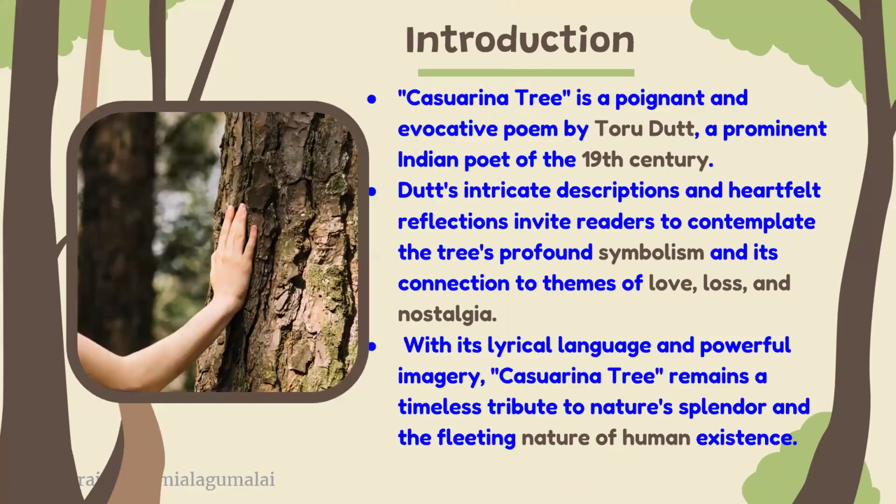Introduction. Our Casuarina Tree is a poignant and evocative poem by Toru Dutt, a prominent Indian poet of the 19th century. Dutt's intricate descriptions and heartfelt reflections invite readers to contemplate the tree's profound symbolism and its connection to the themes of love, loss, and nostalgia. With its lyrical language and powerful imagery, Our Casuarina Tree remains a timeless tribute to nature's splendor and the fleeting nature of human existence.